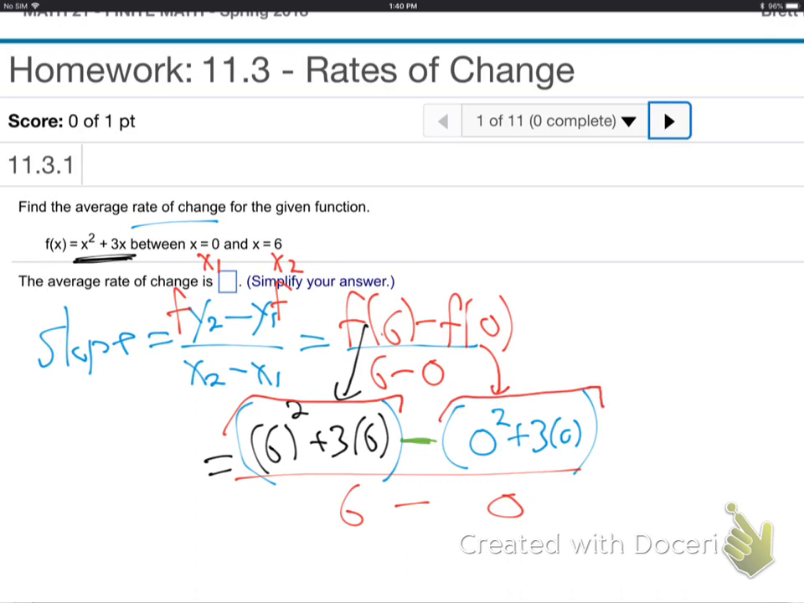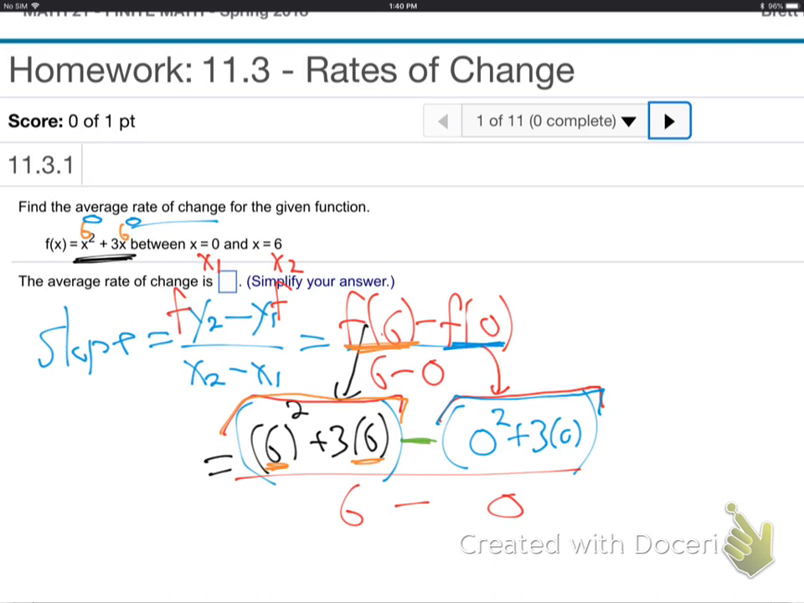This is f of 6. See how I plugged 6 into that function? See the x squared plus 3x function? I just plugged in 6, 6. Didn't I? Does everybody see that? I plugged in 6 and 6 here and here. So f of 6 is all of that. And then for f of 0, I plugged in 0, 0, and got that.